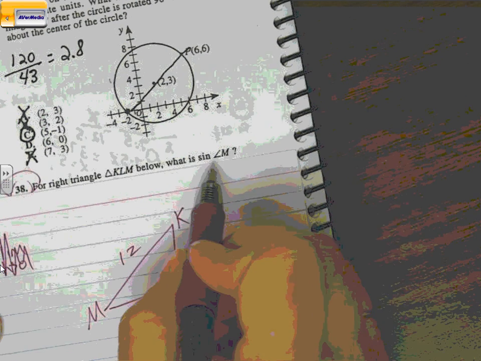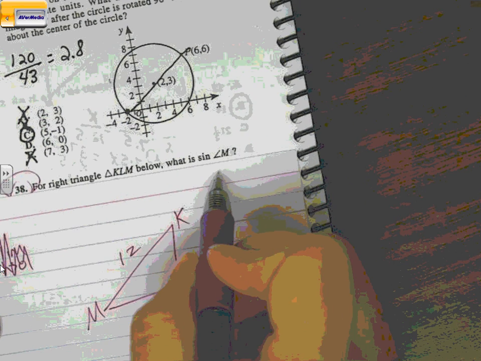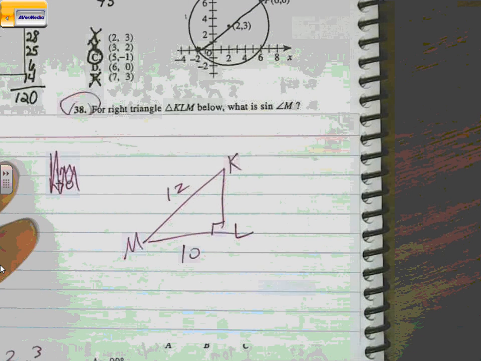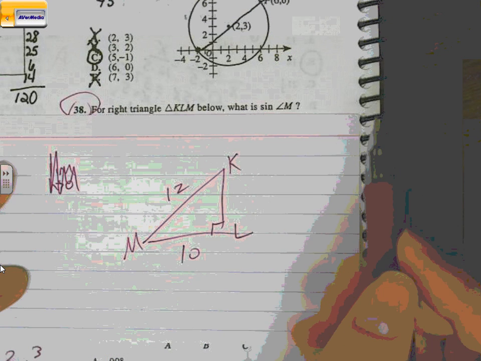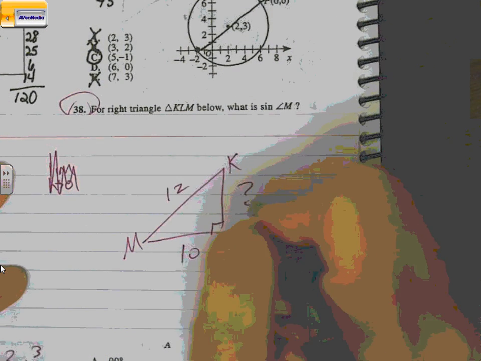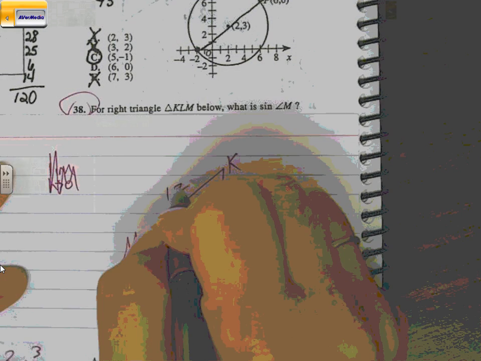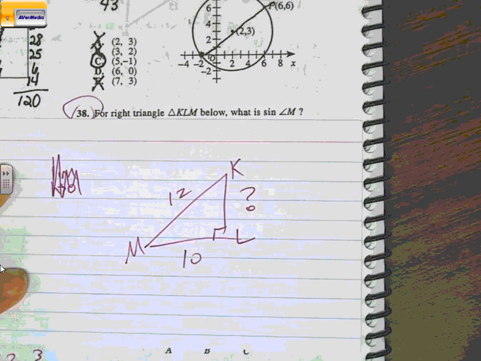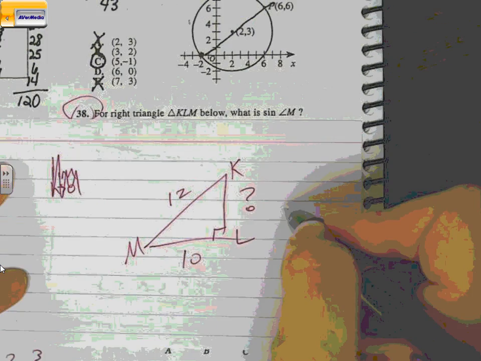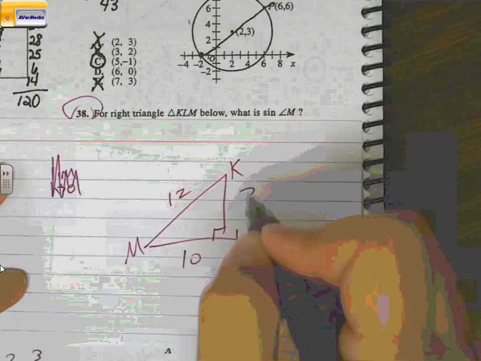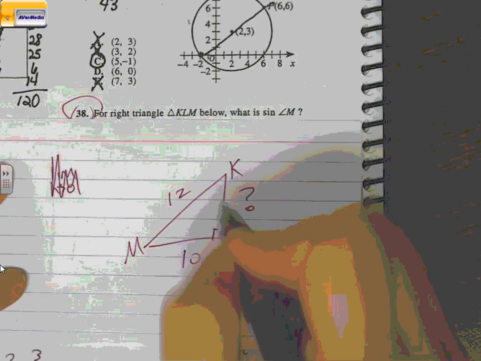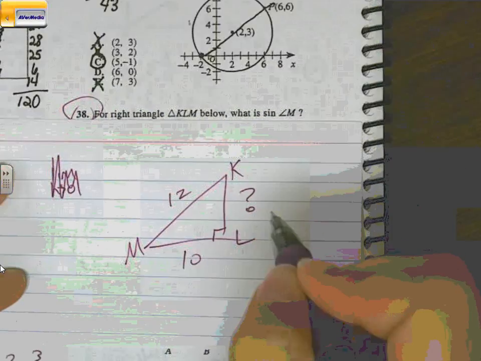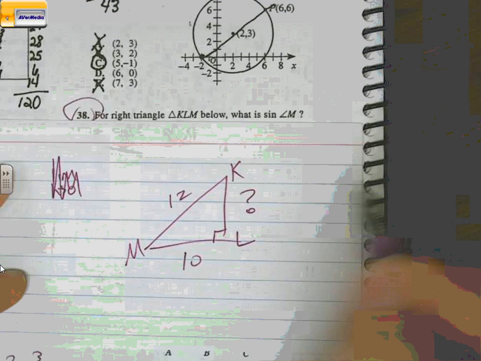I want the sine of angle M, is what it tells me I want. Sine of angle M. Okay, the sine of M, would you agree it's this side over the hypotenuse? Right? I don't know that side. 10 and 12 are not any of my Pythagorean triples. So I actually have to do the Pythagorean Theorem.